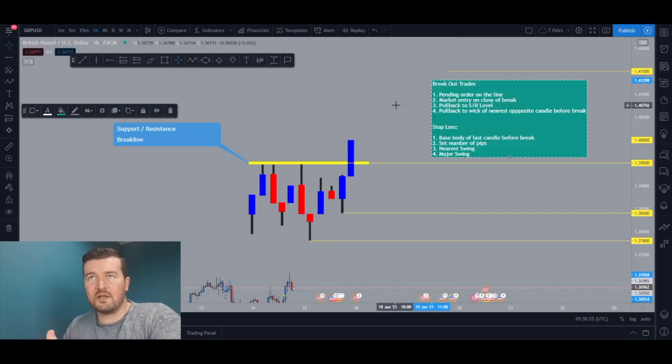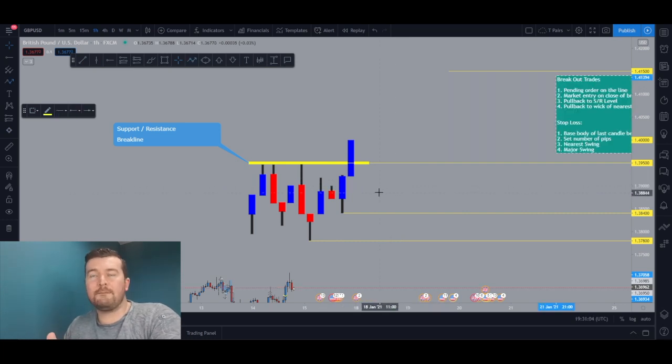There's the pending order on the line, which would be this line. There's the market entry on the close of the break, and break above, I should probably have in there. The pullback to the support resistance level, which is the pull back to the line, and then there's a pullback to the nearest, which I do anyway, to the nearest opposite candle.